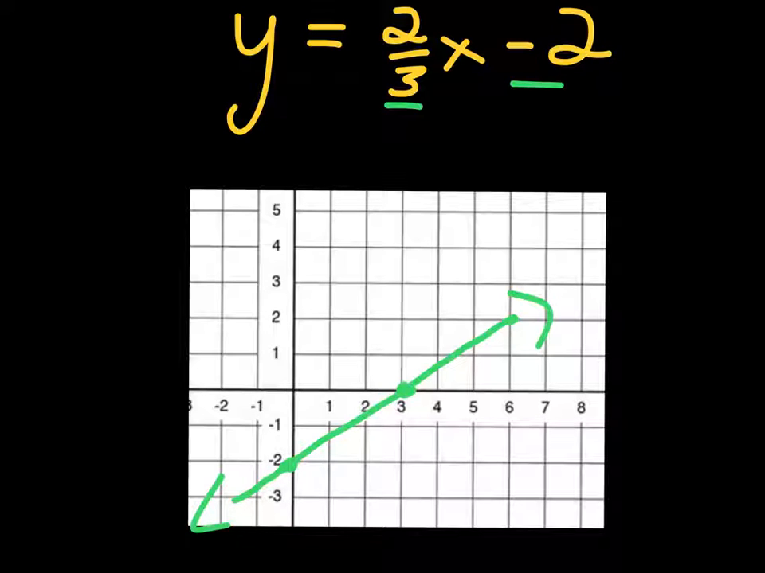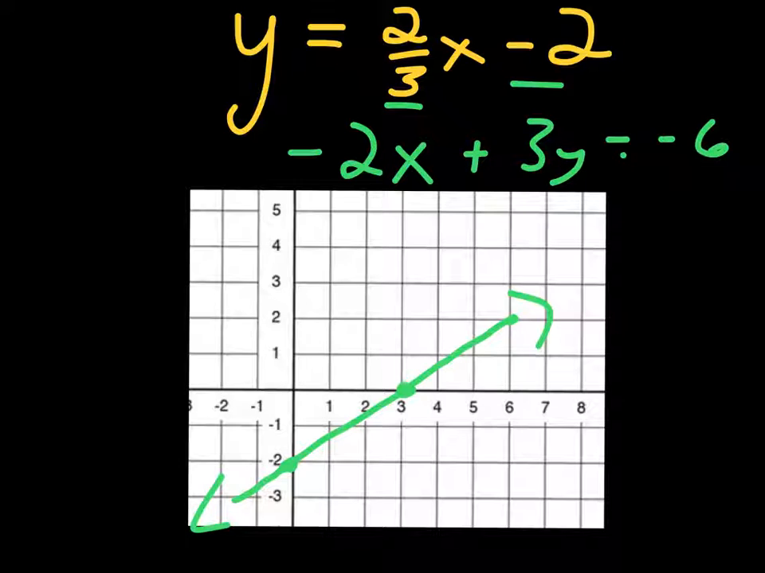And now I've graphed the equation 2x plus 3y equals negative 6. That's standard form. I switched it into slope-intercept form because it's easier to graph, and here it is. Just like that. And I'm done.